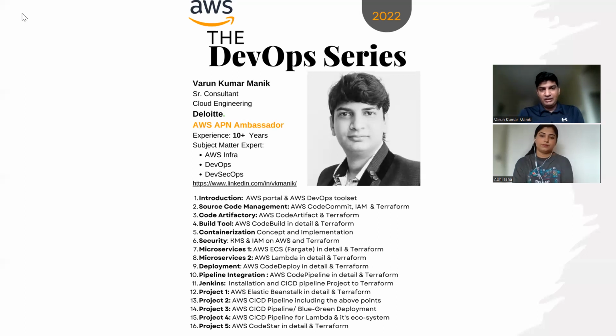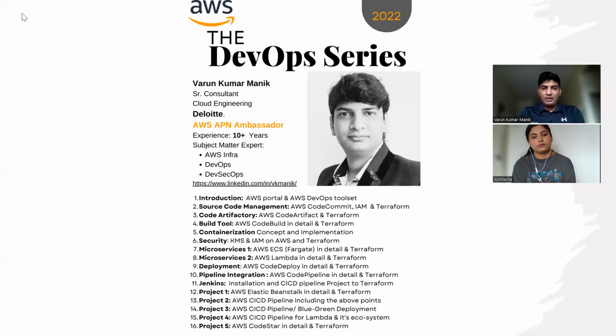Then we're going to learn about AWS security, especially the Key Management Service and Identity and Access Management. Everything will have two parts in all these sessions, part 1 and part 2. In part 1 I'm going to do it manually, and in part 2 I'm going to let you know how to automate with Terraform. Terraform is one of the best tools nowadays in the industry for infrastructure as code.